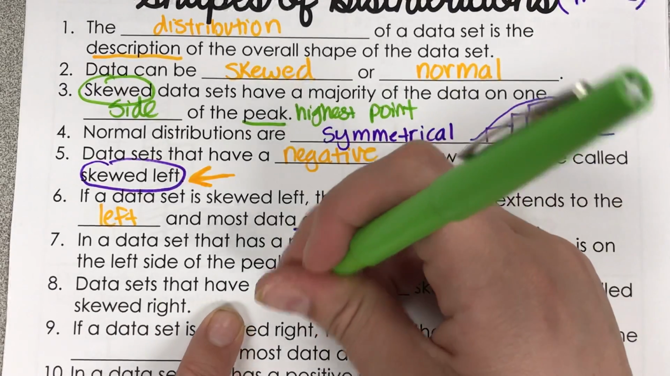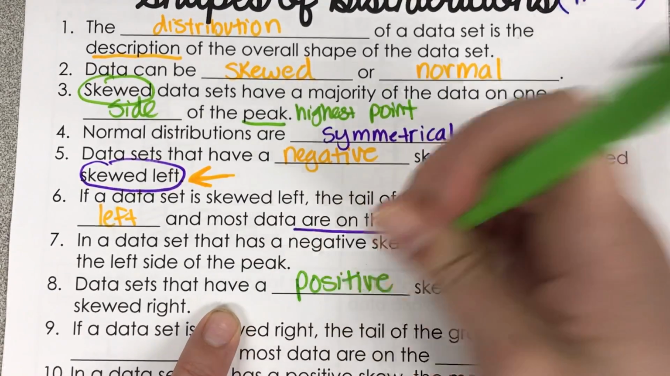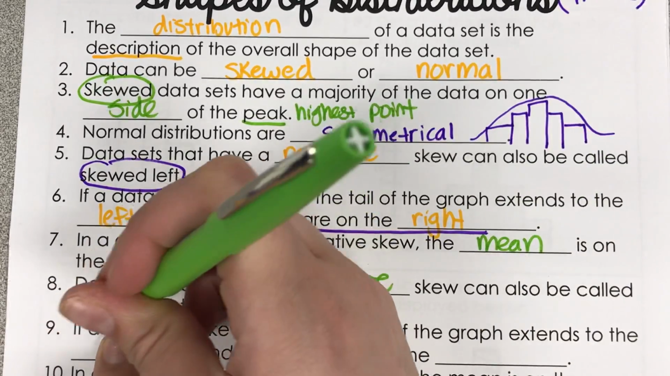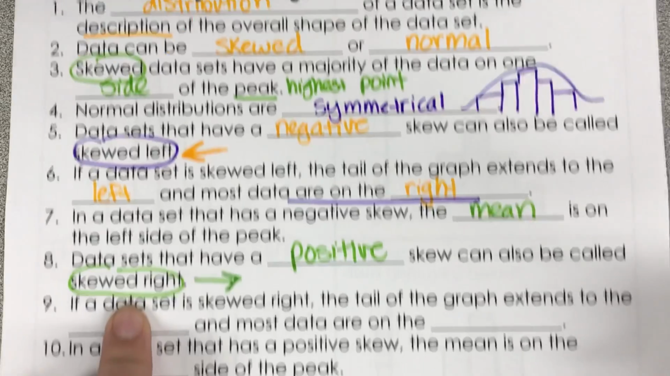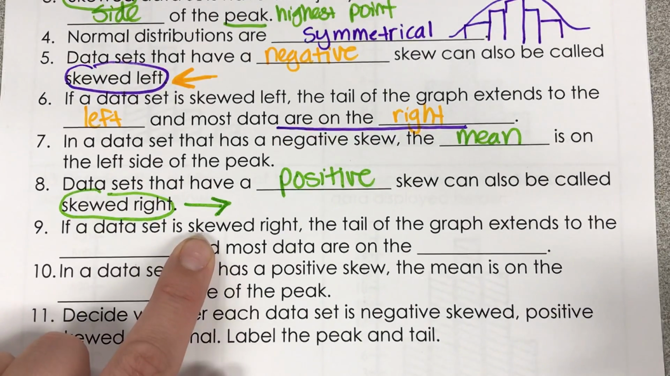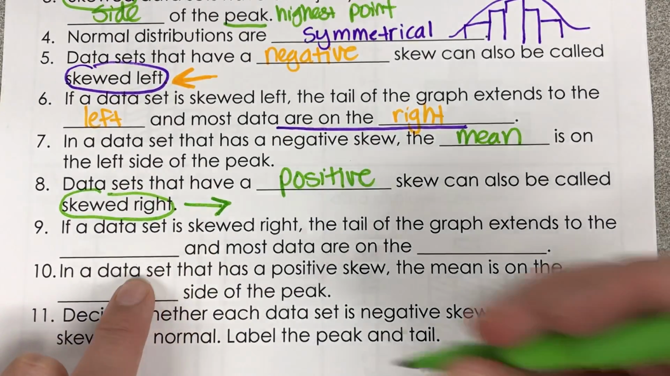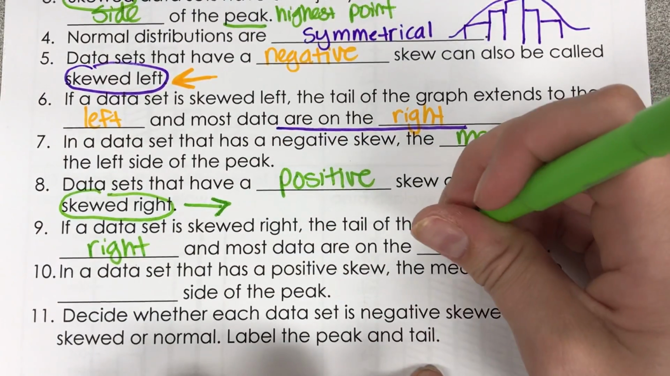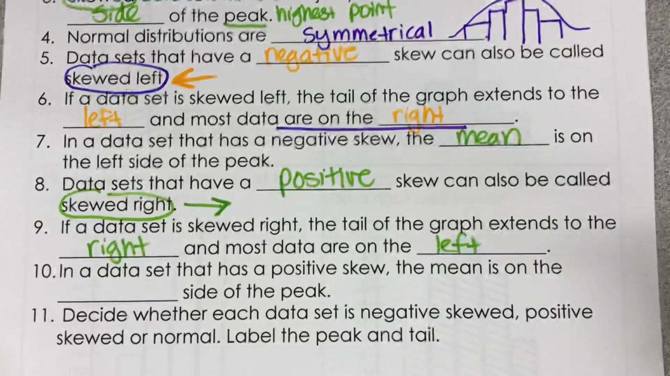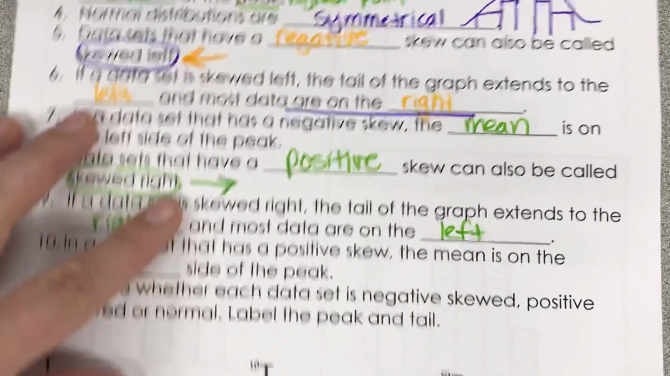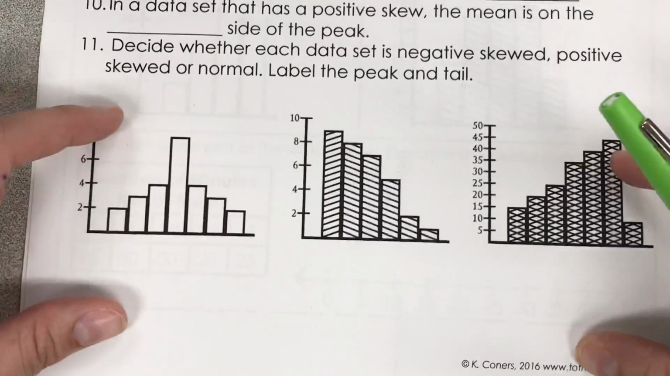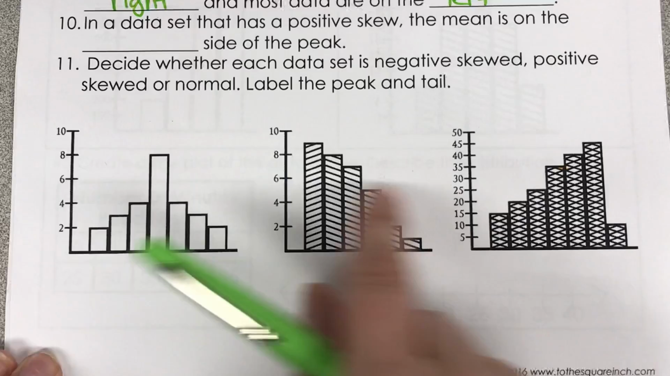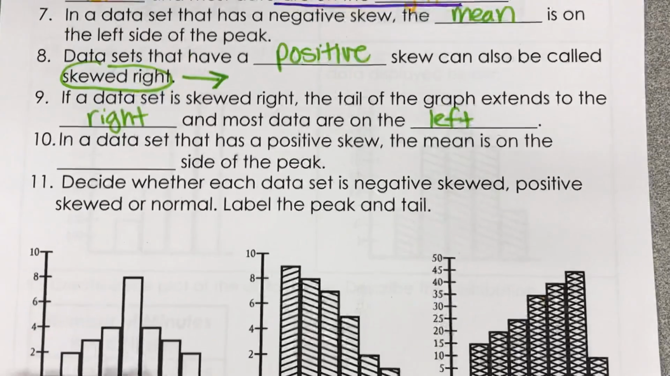Data sets that have a positive skew can also be called skewed right. So if the data set is skewed right, that means the tail extends to the right, and most of the data is, guess where? On the left. Now this is just to fill in your notes, and then I'm going to show you more clearly down here. This is going to be your go-to cheat sheet. If they're asking about shapes of distribution, what you would study or practice is this stuff right here, which I'll get to in just one moment.